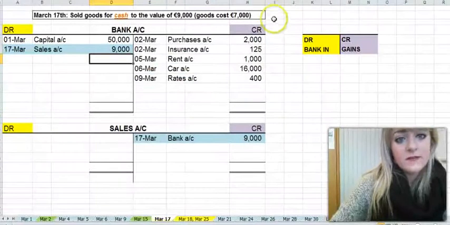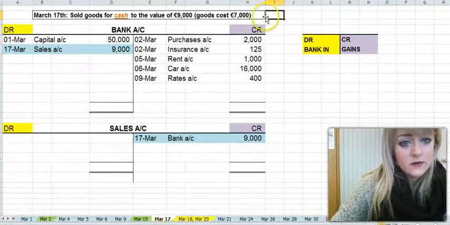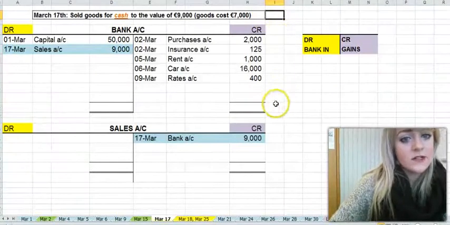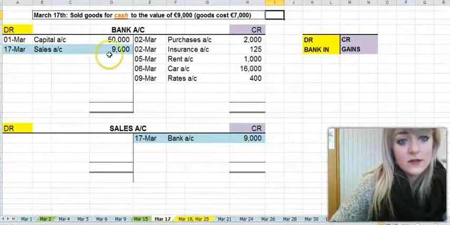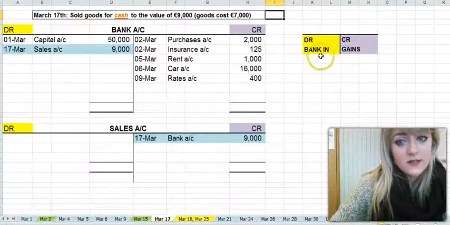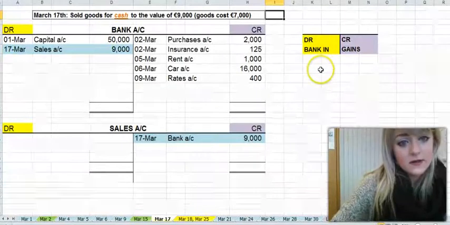So on the 17th of March, Kate sold goods for cash to the value of €9,000. So she sold the goods for cash. If she sold them for cash, the money is going to come into her account. So on the 17th of March, she sold these goods, €9,000, money is into the account, we debit it. So again, we debit, you can see the yellow entries, debit our bank in, money into our account is debited.